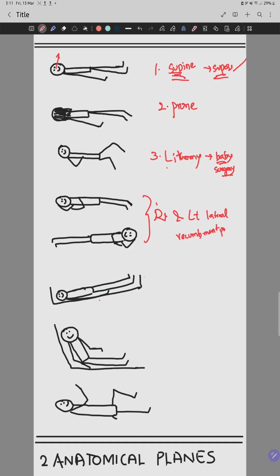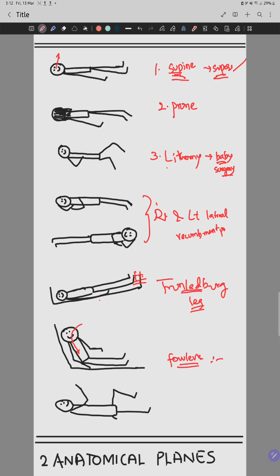Next, coming to this, feet are higher, legs are higher. That means it is the Trendelenburg position. Trendelenburg. How did I say to remember? Leg. Trendelenburg. Next, coming to this one is the Fowler's position. Fowler's position is for the non-ambulatory patients, in order to help them breathe.